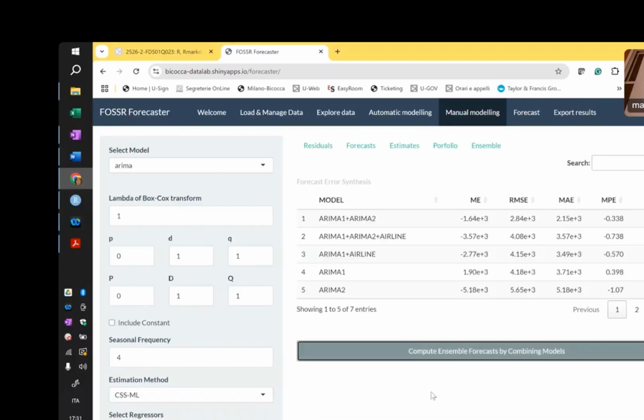What about the ensemble? Well, you see, as an ensemble, the first and the second model seem to work slightly better. And actually, the second best model has the airline inside. So the ensemble works.